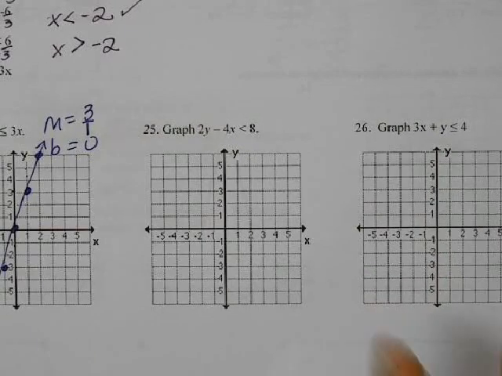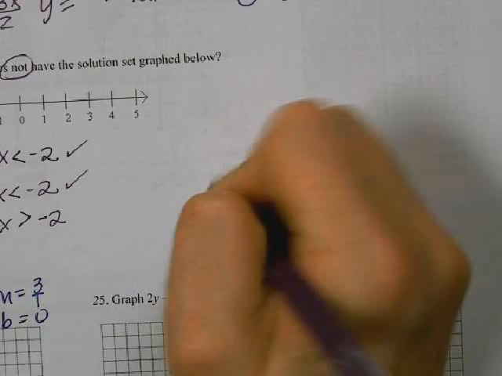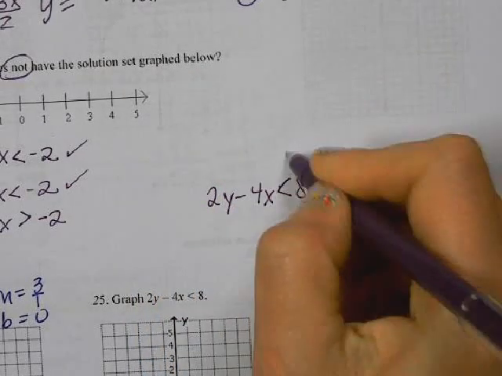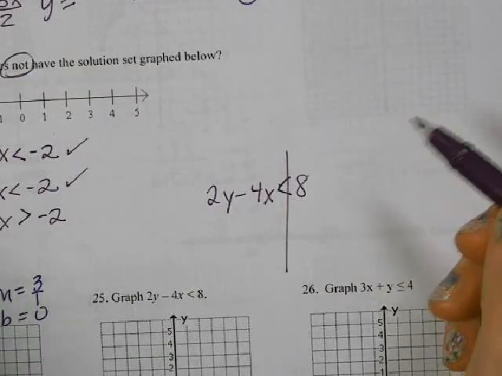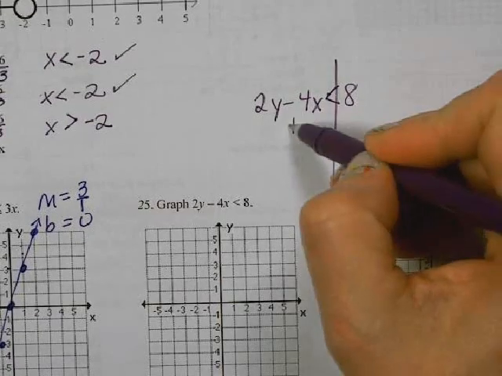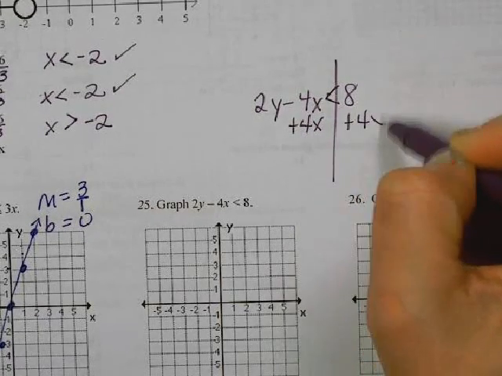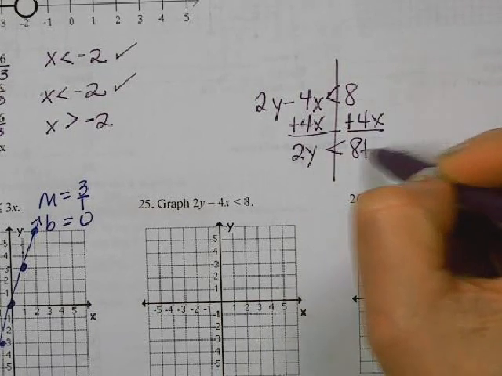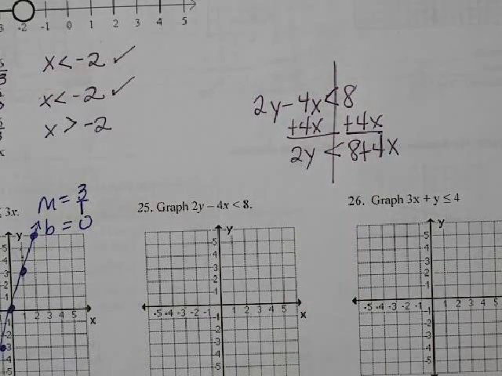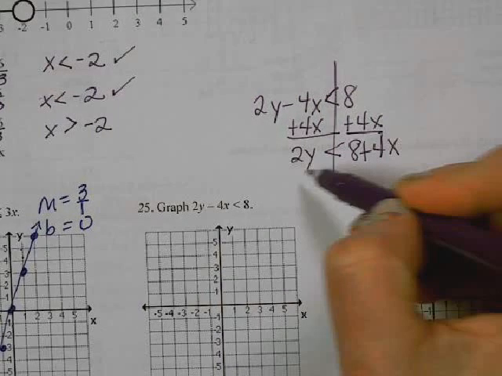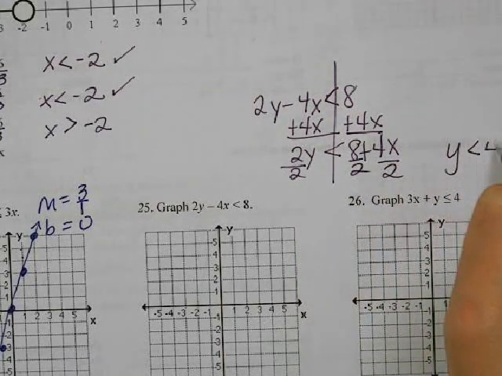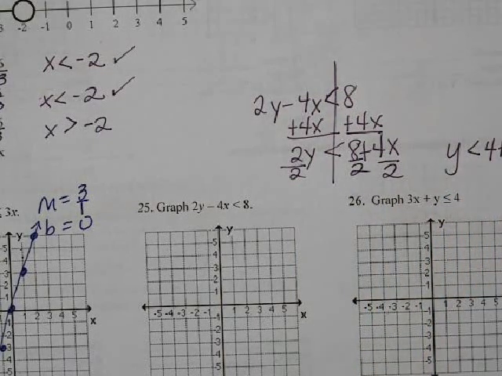25 says you have to solve for y first. So I'm going to use some white space over here. 2y minus 4x is less than 8. To get it to say y equals, first I have to add 4x to both sides. 2y is less than 8 plus 4x. Okay, and then the last step is to divide by that 2. Remember to share the love. So this is y is less than 4 plus 2x.